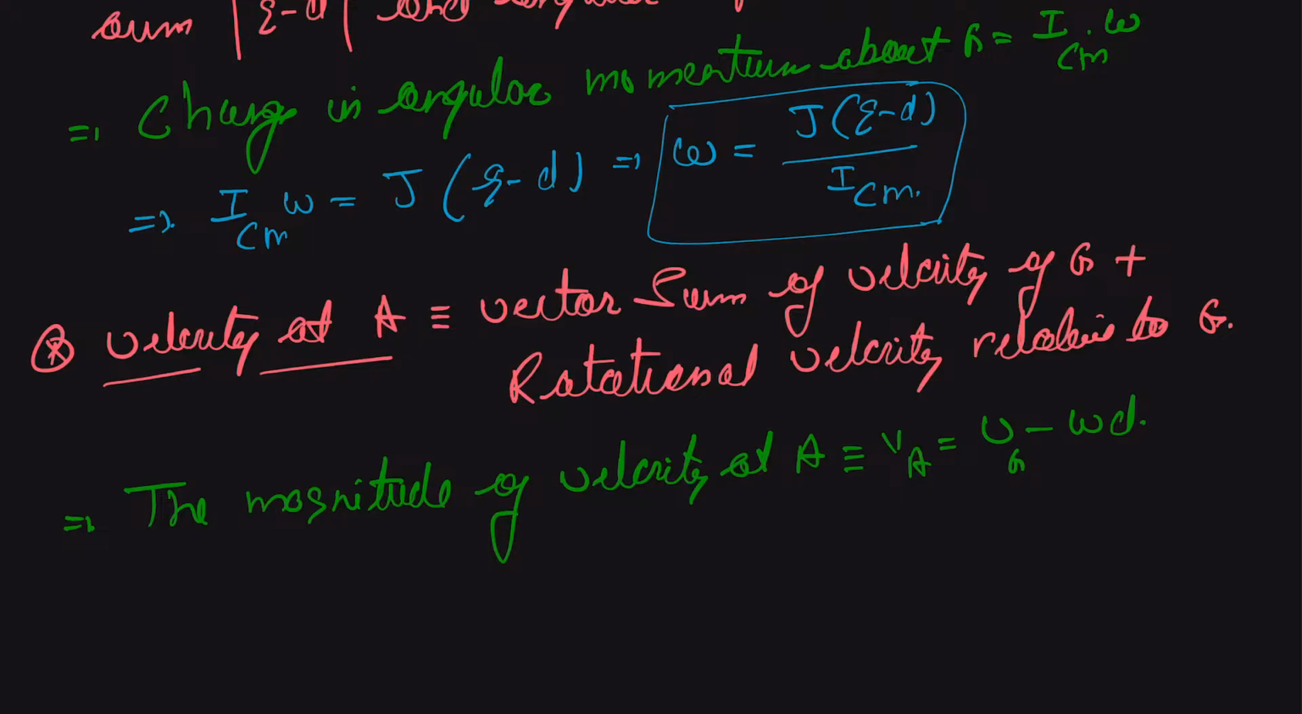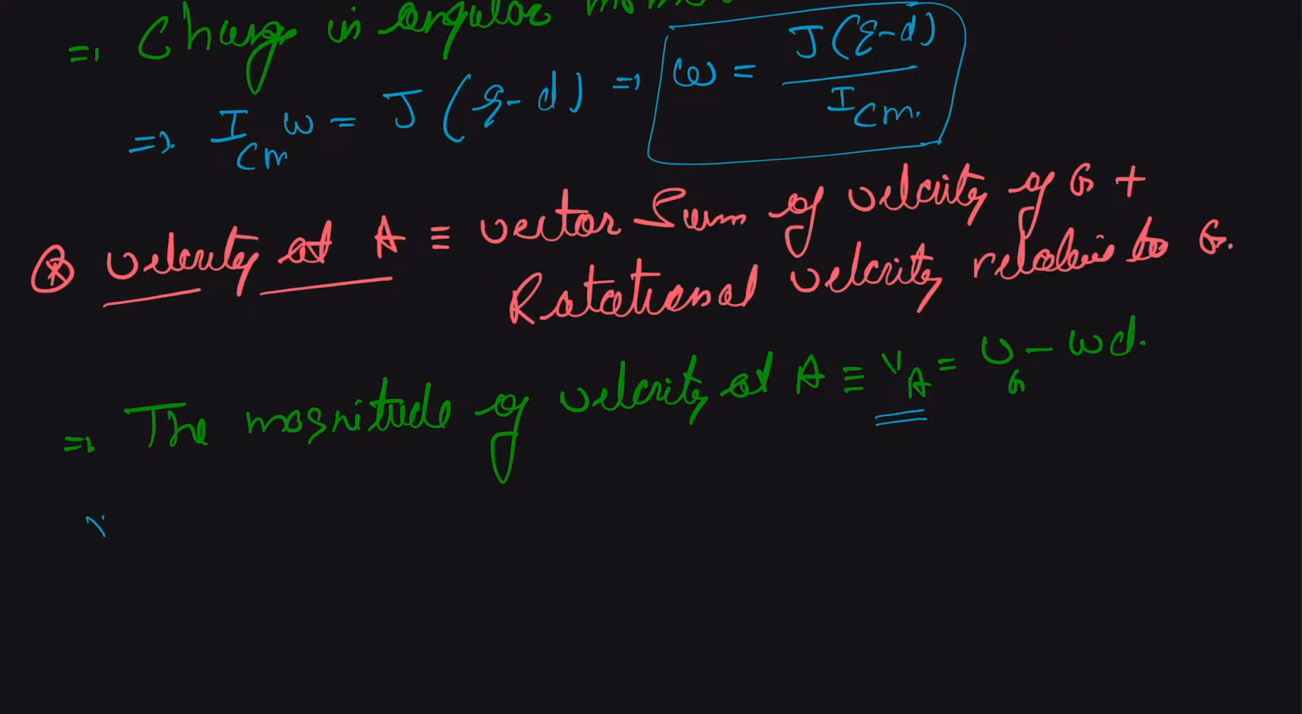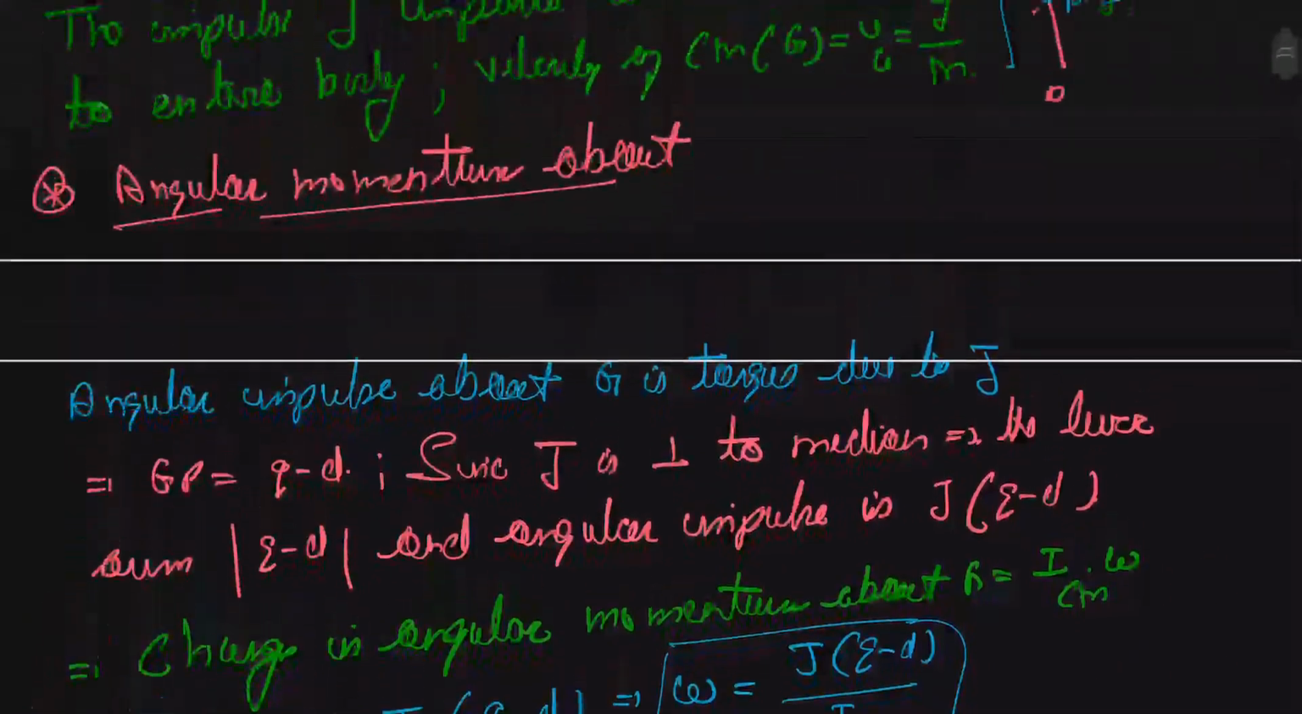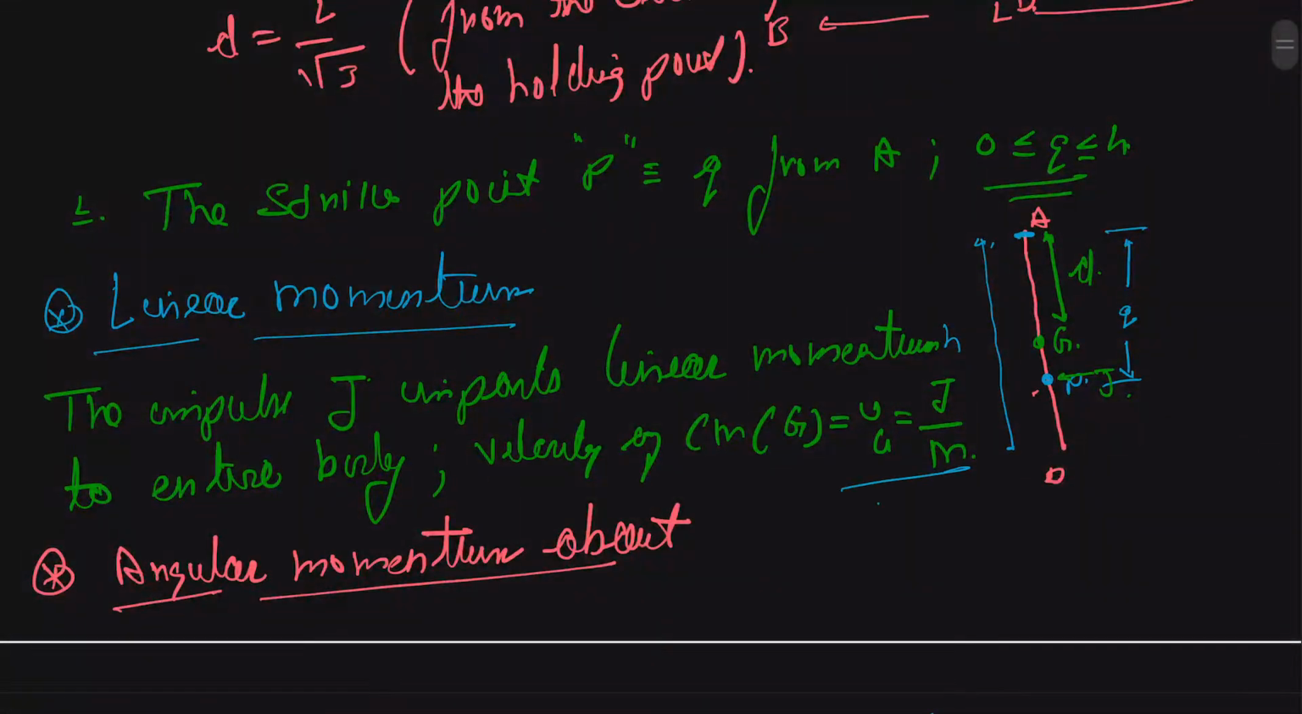And we want that our point A should not be moving, it should be still for a fraction of a second. Therefore we can put VA equal to 0. So we substitute VA equal to 0, and we get 0 equal to VG minus omega d, which gives us VG equal to omega times d. And our VG we already know is J upon M.